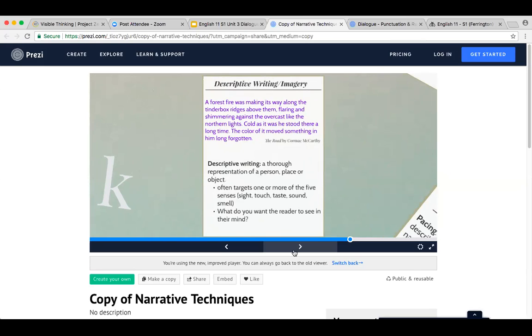The next one is descriptive writing or imagery. You have done descriptive writing or sensory writing in probably all of your English classes, and you'll continue to do it. But this is something that you really want to use in a personal narrative because the idea is to pull the reader into what you're talking about. It's going to target one or more of the five senses: sight, touch, taste, sound, or smell. The idea is, what do you want the reader to see in their mind? There's a little example up there that you're more than welcome to read, but it is trying to paint a picture for the person who's reading your narrative.